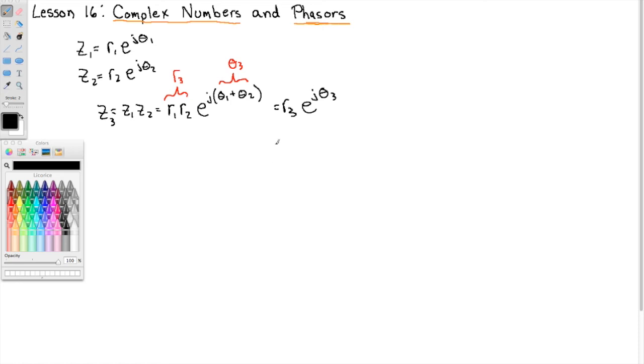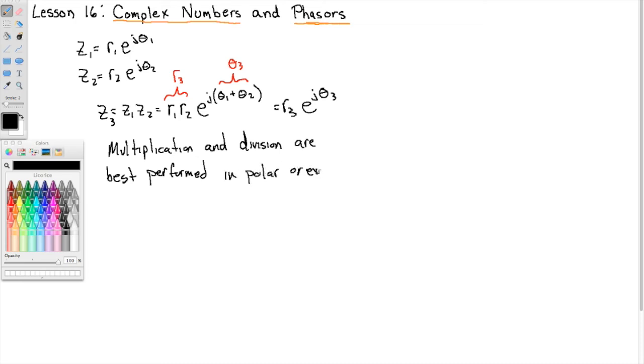It's in this form. So we conclude that when you perform a multiplication, the magnitudes multiply and the phases add. So multiplication and division are best performed in polar or exponential forms.